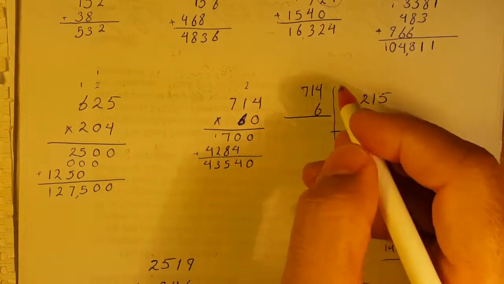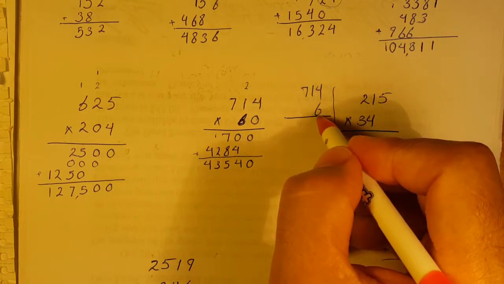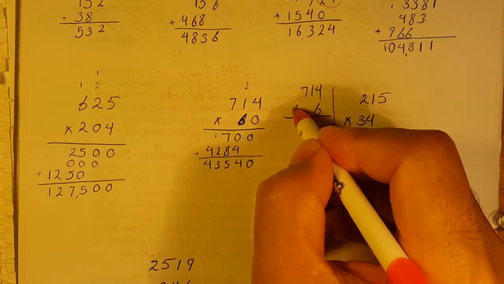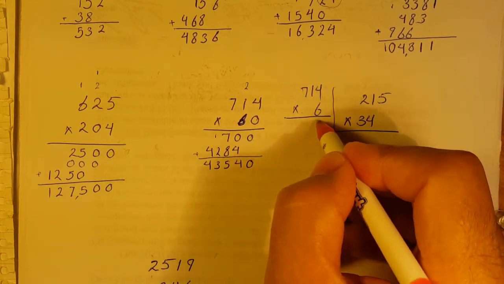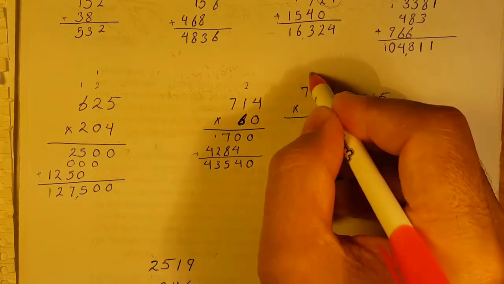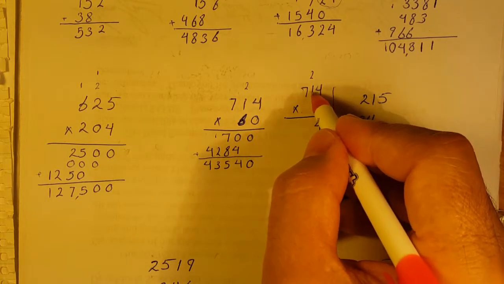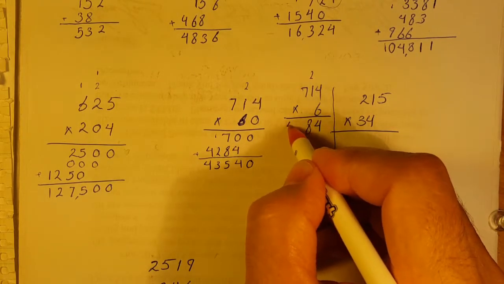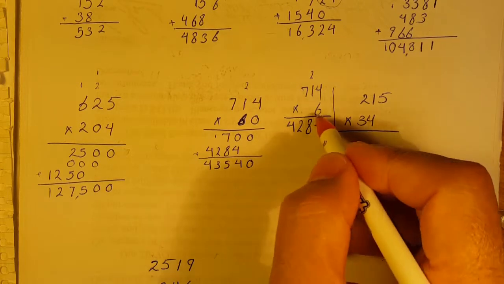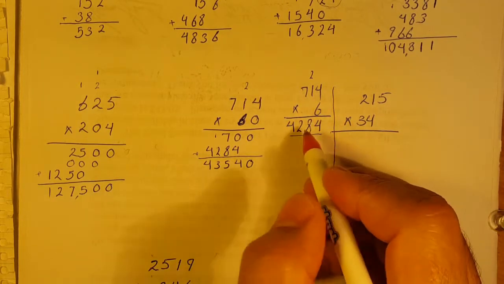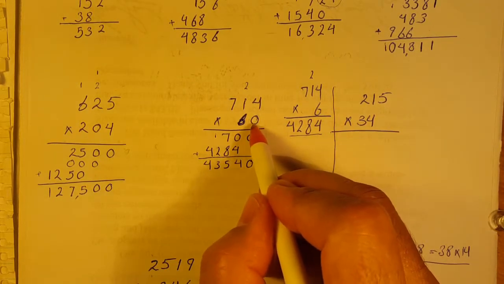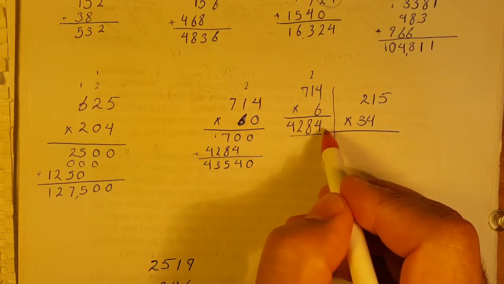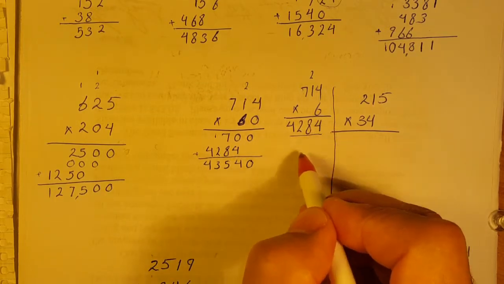Put the 0 aside and do just the normal times. 6 times 4 is 24. 4 here, 2 goes up. 6 times 1, 6, and 2, 8. 6 times 7, 42. Now we got this number because we put the 0 aside. Now we can add the 0 here.